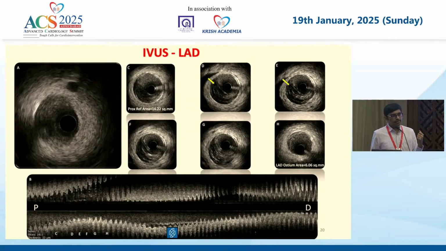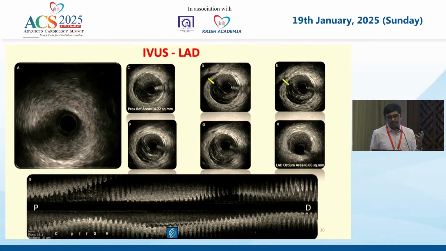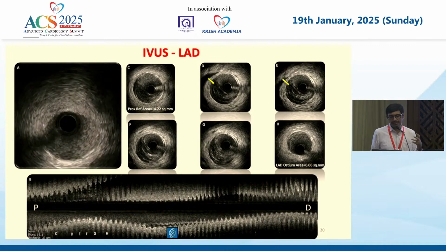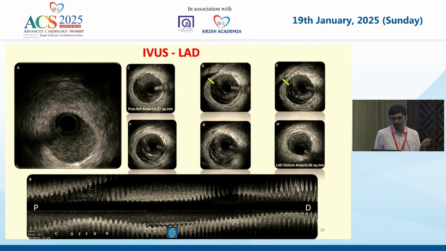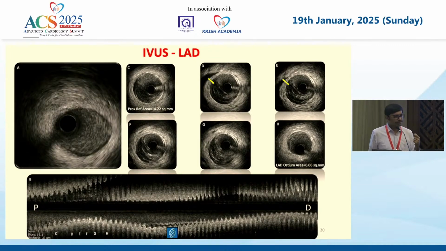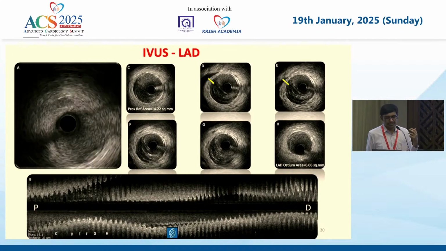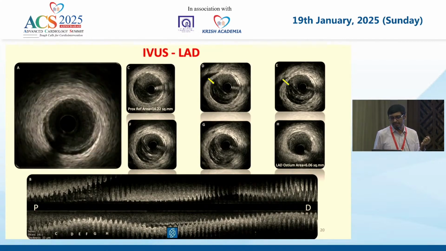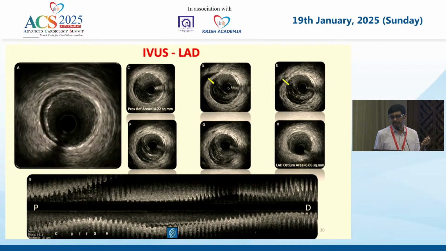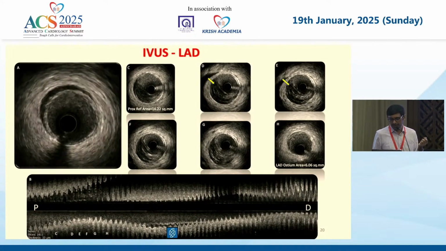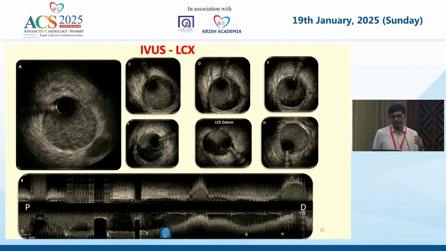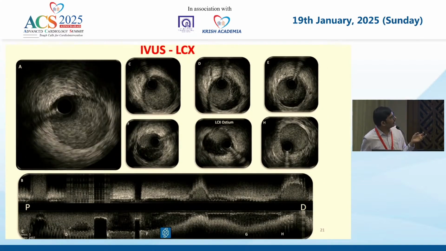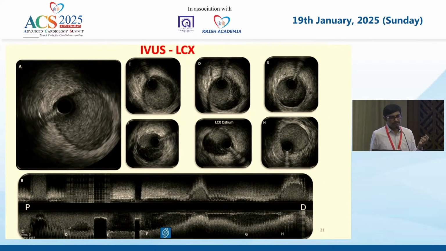You see that IVUS pullback was done, the wiring was not very difficult, fortunately, in this patient. And this is what the IVUS showed. You see that there is a spontaneous coronary dissection extending from LAD into the left main, you can just see clearly here. And absolutely there is no atherosclerosis in this patient. And this is the pullback from LCX. So this is a case of spontaneous coronary dissection presenting as STEMI.